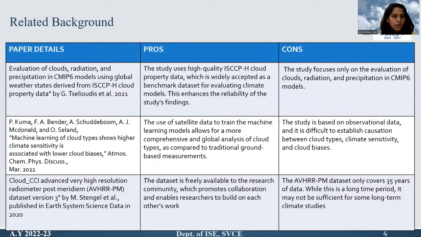The next paper is the Cloud CCI Advanced Very High Resolution Radiometer Post-Meridian dataset version. The dataset is freely available to the research community, which promotes collaboration and enables researchers to build on each other's work. The AVHRR-PM dataset only covers 35 years of data. While this is a long period, it may not be sufficient for some long-term climate studies. So this is the con of the paper. Let us go to the next slide.